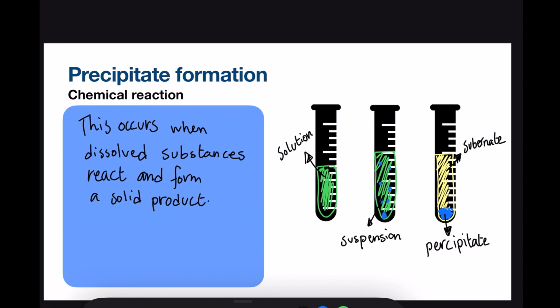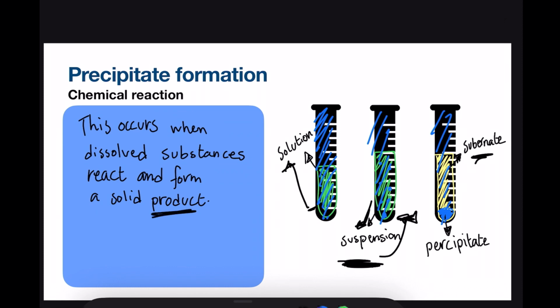And here, there are two dissolved substances. So this is something that we could dissolve, as well as this and this. So there is this one, which is a solution, and then a suspension. And these two reacting together make a solid product, and then a precipitate forms at the bottom of that. And that is another evidence that a chemical reaction has occurred.